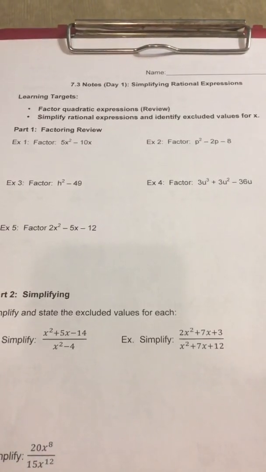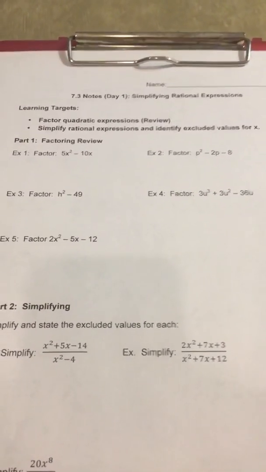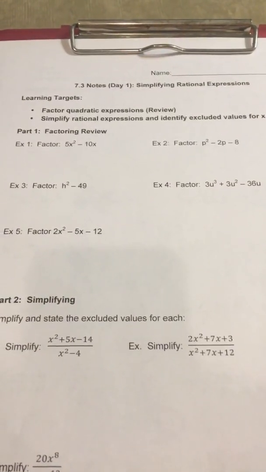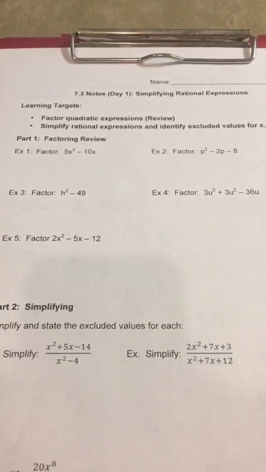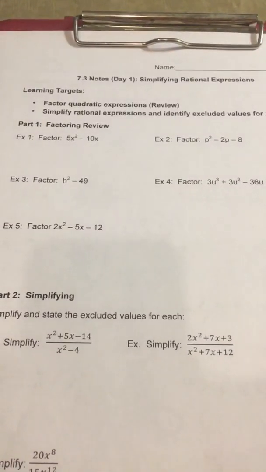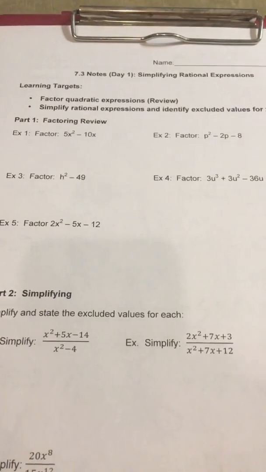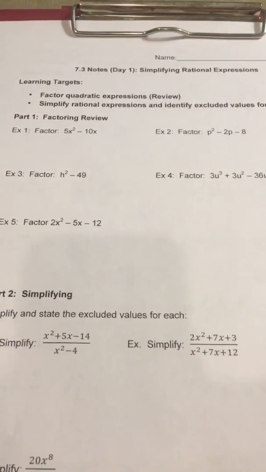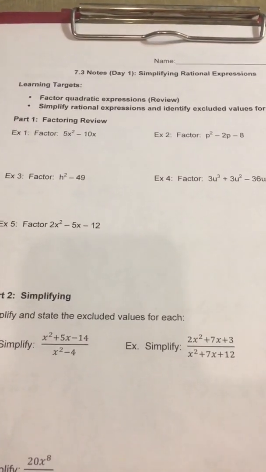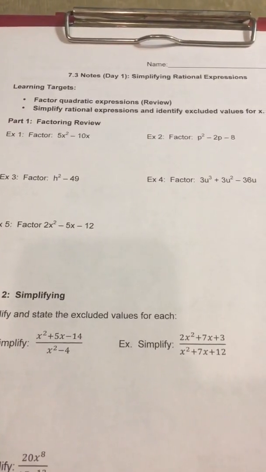Our lesson today has two parts. First of all, we're going to review factoring quadratic expressions. We spent a lot of time on that in the fall semester. We're just going to review that because it's going to be very important for what's coming up next. And then the second half, we will be simplifying rational expressions, that's fraction expressions that have variables in them, and identify what's called excluded values.